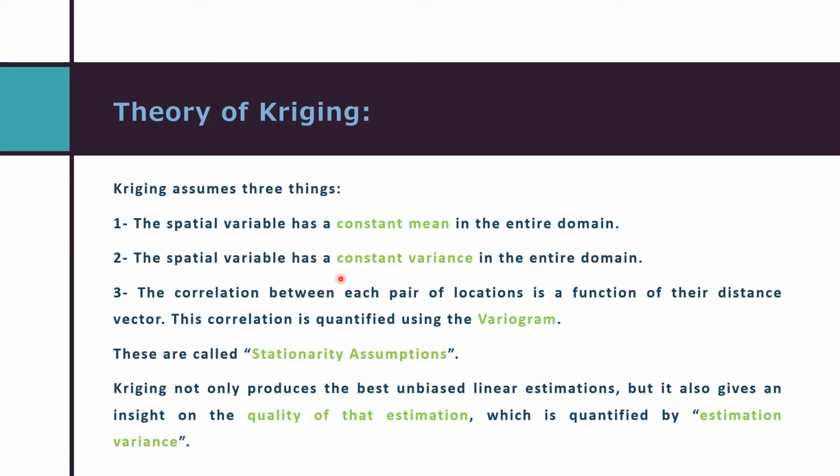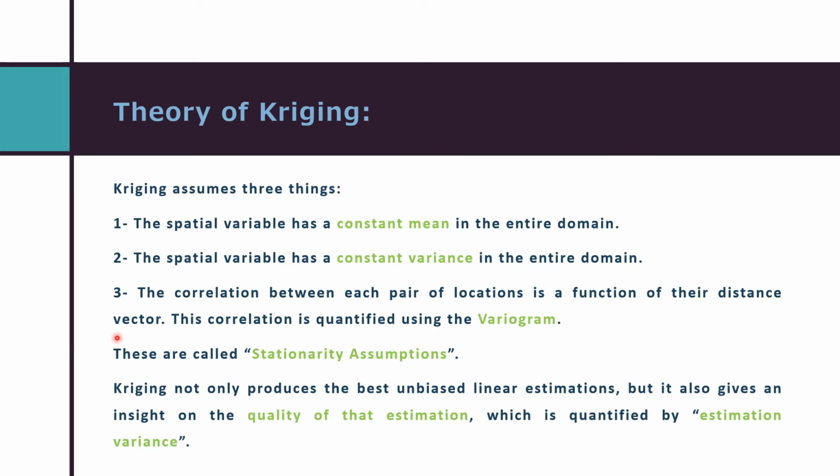It also has the same constant variance because the diagonal in the variance-covariance matrix consists of variances of the n variables, and they are the same variable at different locations. We also need them to be the same. And finally, and probably the most important of the assumptions, is that the correlation between each pair of points in space is defined by the variogram and is only a function of their distance vector.